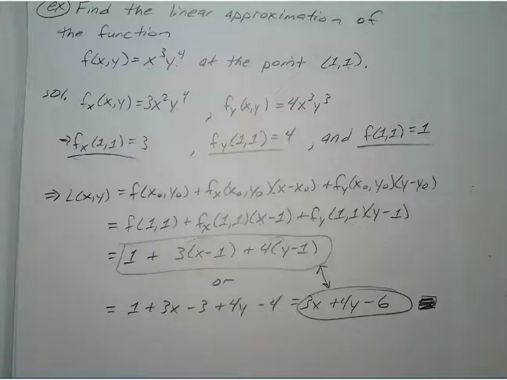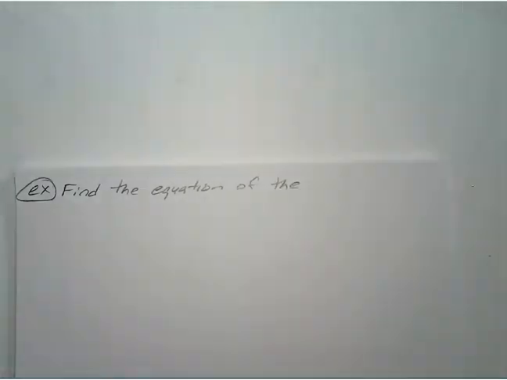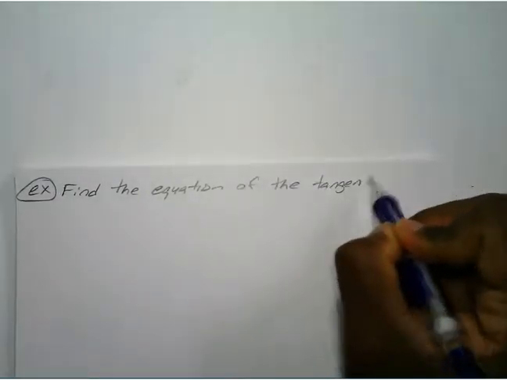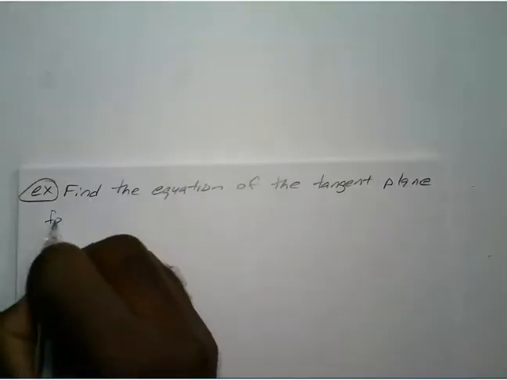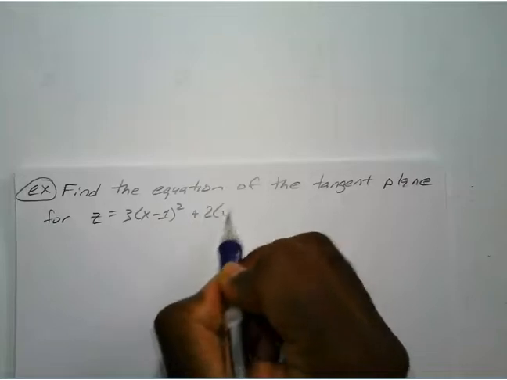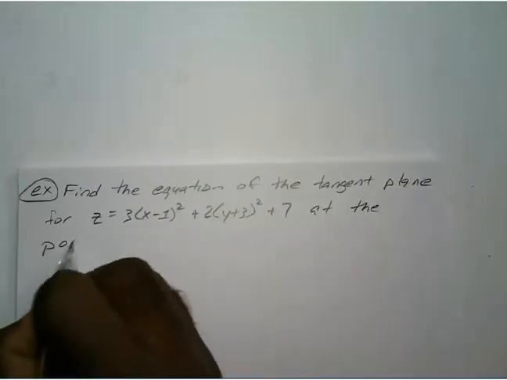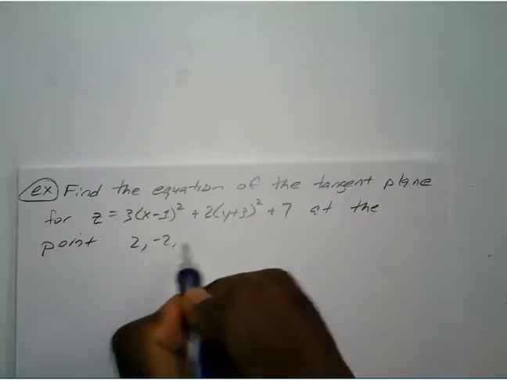Alright, so if you are still writing, feel free to press pause. I'm going to go ahead and do one more example. Okay, let's say, for example, I want to find the equation of the tangent plane for z equals 3 times x minus 1 squared plus 2 times y plus 3 squared plus 7 at the point 2, negative 2, 12.